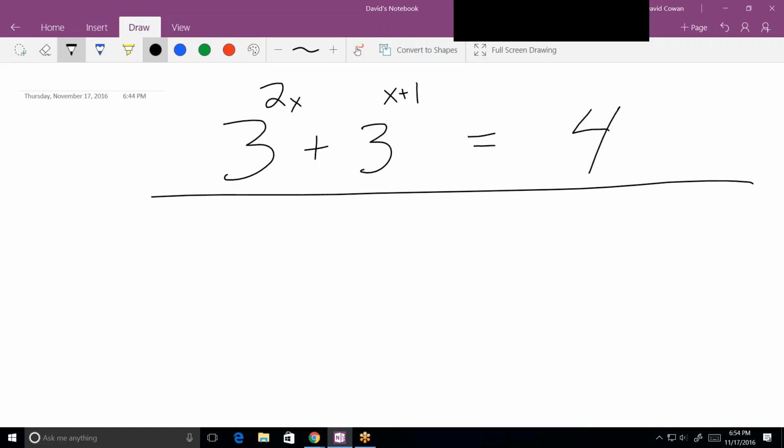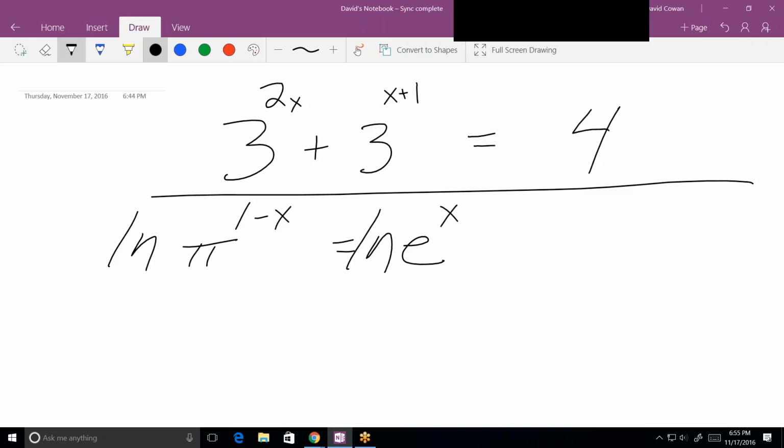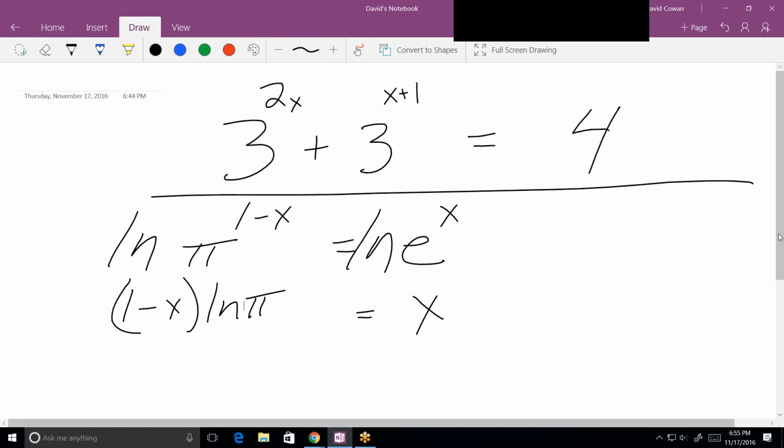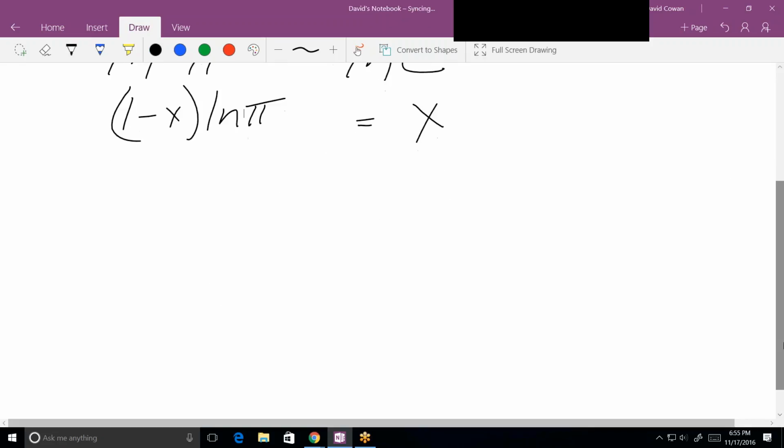All right. Pi to the power of 1 minus x equals e to the power of x. Okay. Here we can take the natural log of both sides. Right. And the beauty of the natural log here is the right side becomes x. The left side becomes 1 minus x times the natural log of pi, which is just a number. And now you just have to distribute. In other words, we now have an algebraic equation.